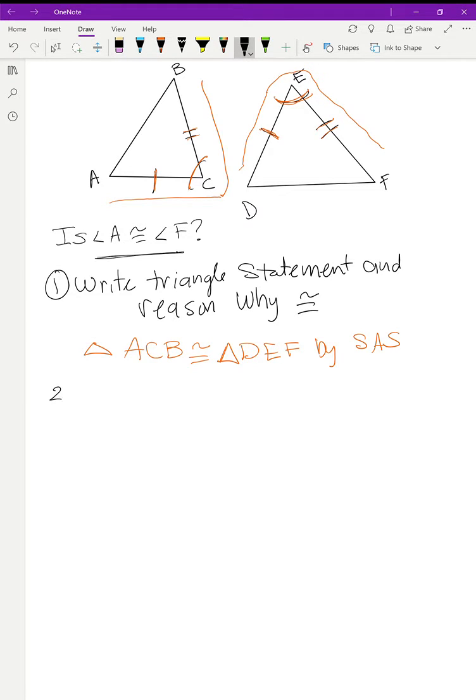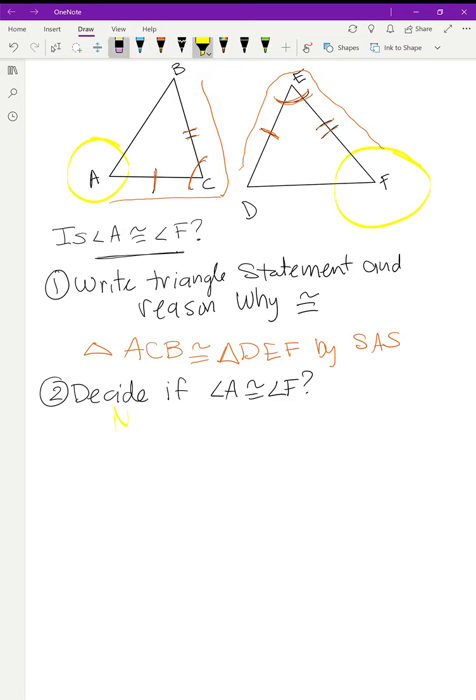Second thing to do is to decide if angle A is congruent to angle F. So is angle A congruent to angle F? Well, it's not. No. Whoops. I don't want that yellow one. Let's go back to this red one. No.